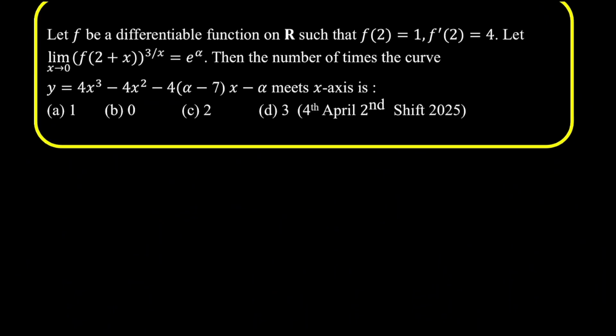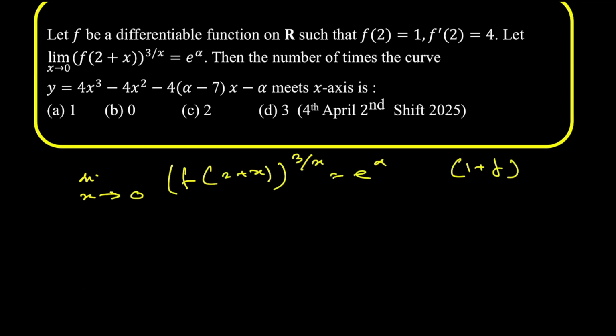So always, whenever you see any sum, you have to select your problem solving strategy. So what I'll do here, in this case, limit x tends to 0, f(2 plus x) whole to the power 3 by x equal to e to the power alpha. We know that for 1 plus f(x) whole to the power g(x), limit x tends to 0, the result is e to the power f(x) into g(x). So we'll use this format.